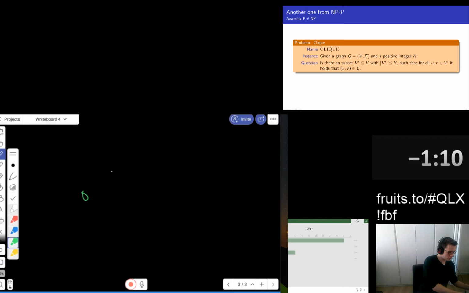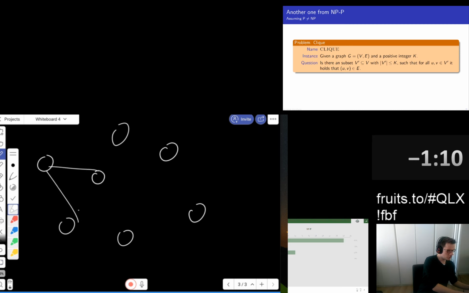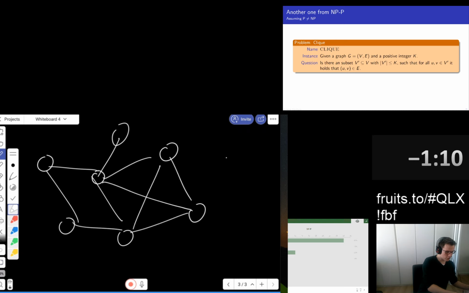So, given a graph, let me do this in white again so that I can use green to indicate a clique if we have one. A graph with some edges, something like this. I could ask for k equals 4. Is there a group of at least 4 nodes that are all connected to one another? And the answer is yes, there is. Here we go.